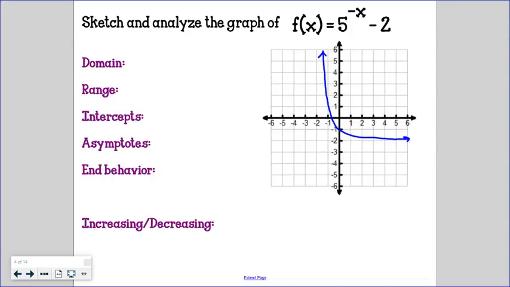You should notice a very similar shape to the one we just saw, but going the other way, which hopefully it is if you got the negative in there. And we'll talk about why it's going the other way because of that negative.